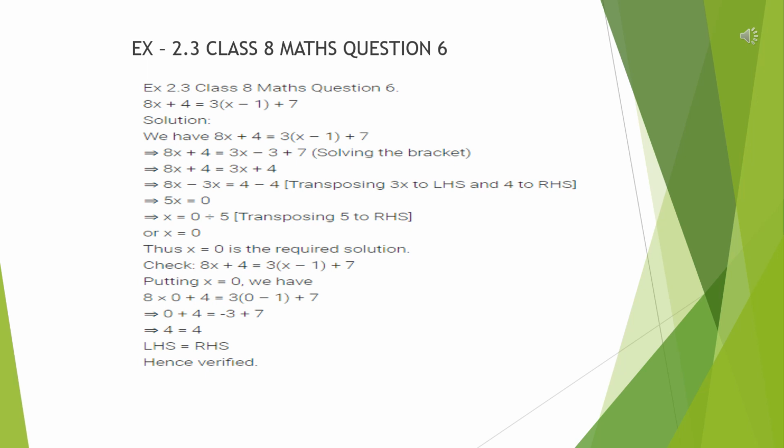Now let's check. For checking, firstly we will take LHS, that is 8x + 4. By putting x = 0, we have 8 into 0 + 4 = 0 + 4 = 4. Now RHS, we have 3(x - 1) + 7. Firstly, we put the value of x, that is 0. After putting the value, we will get 3(0 - 1) + 7. After solving the bracket, we will get -3 + 7, and -3 + 7 is equal to 4. Now LHS equals RHS, hence the solution is verified.